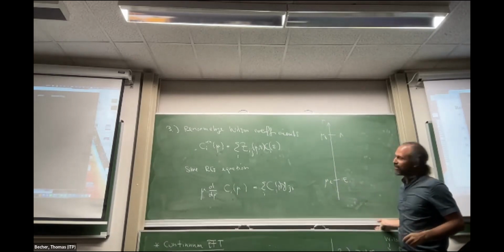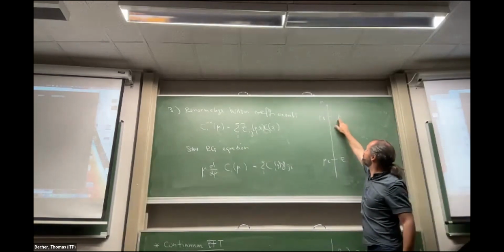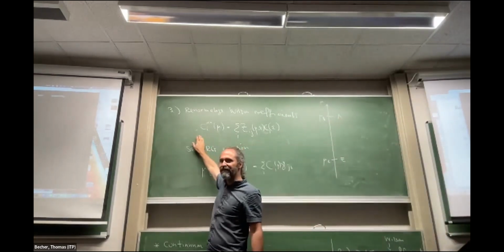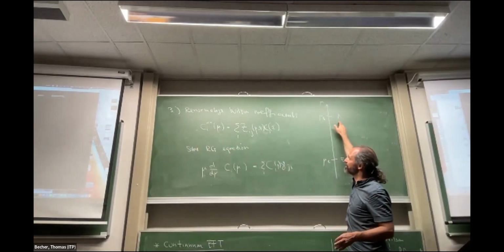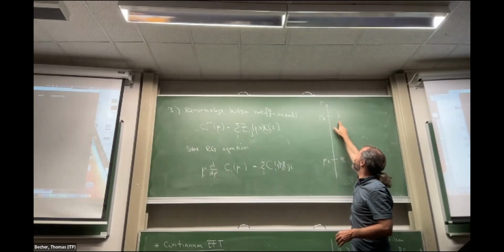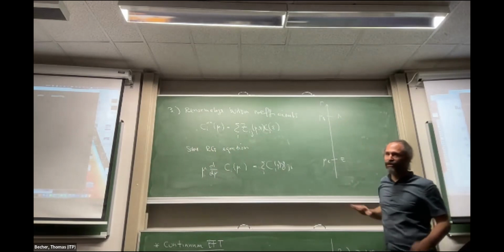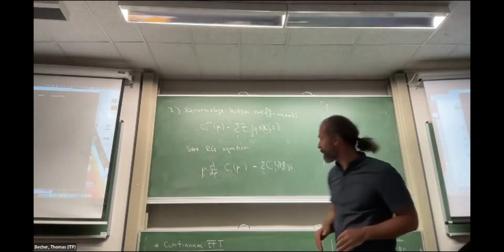And as we'll discuss, in doing this, one resums the logarithms of lambda over e. So if you simply compute this matching, you'll find that these coefficients have these logarithms of lambda over e, and these can be large if these scales are very different, and this can destroy perturbation theory. Using this technique, this can be restored.